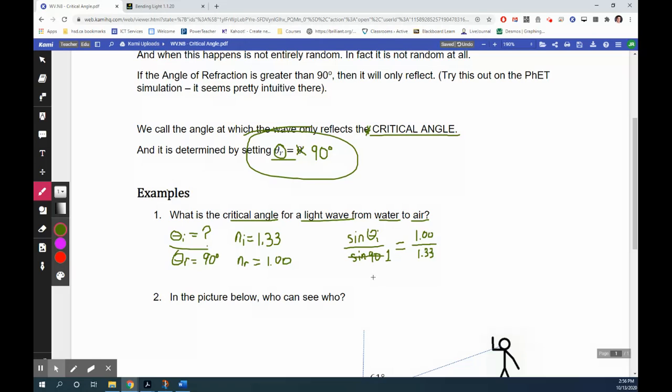And so what we get then is theta i equals inverse sine, so sine negative 1, of 1 over 1.33. Okay, you punch that in your calculator, and what do you get? So grab my calculator here. Inverse sine of 1 over 1.33.